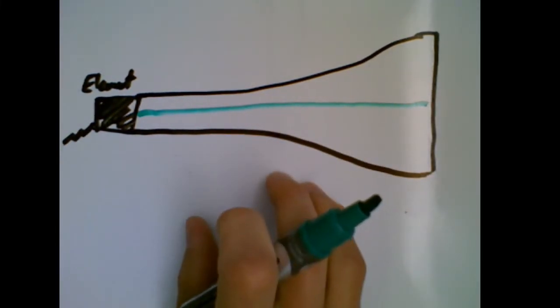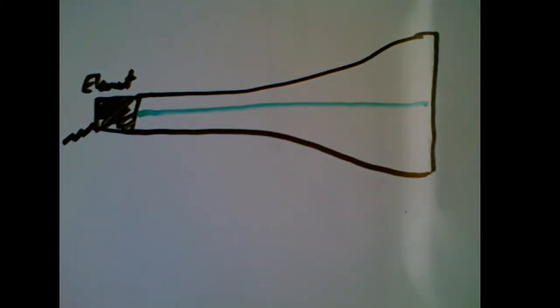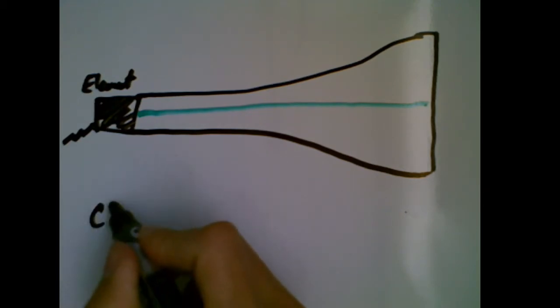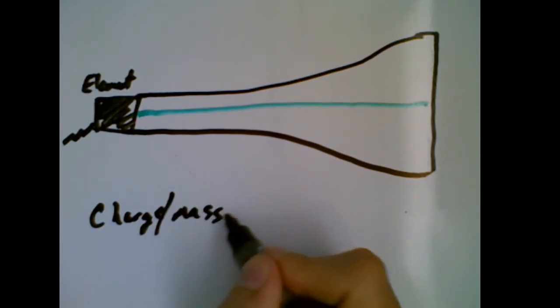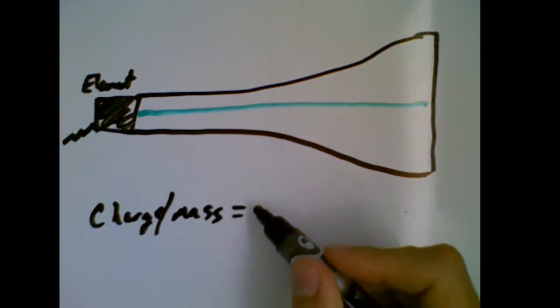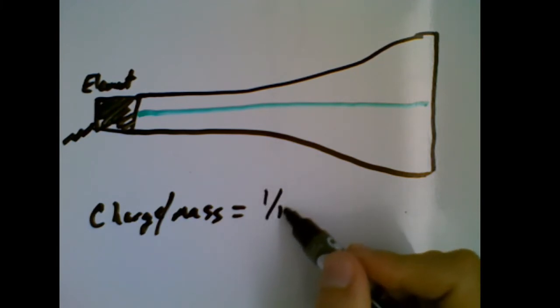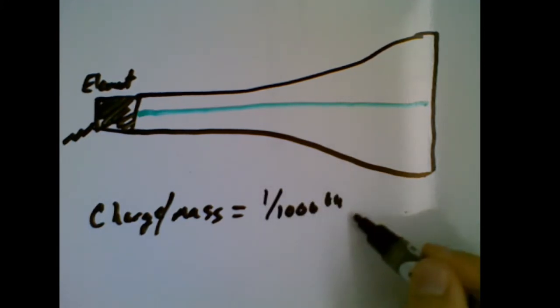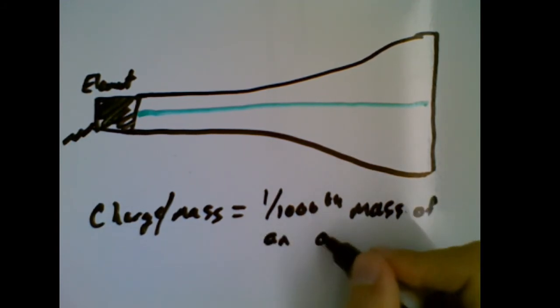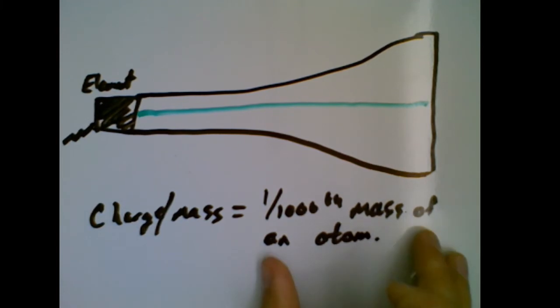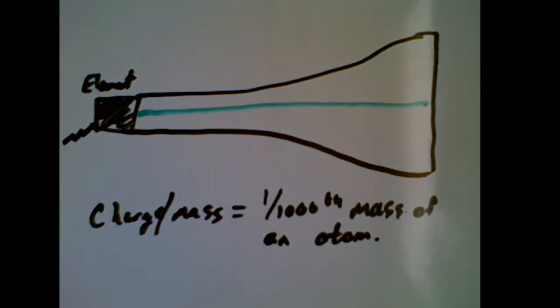Now, J.J. Thomson was a pretty clever physicist, so what he decided to do was actually measure what was called the charge to mass ratio. And he found that this had about 1/1000th the mass of an atom. But he found that it actually had a charge. And in order to figure out what charge it had, he devised another experiment.